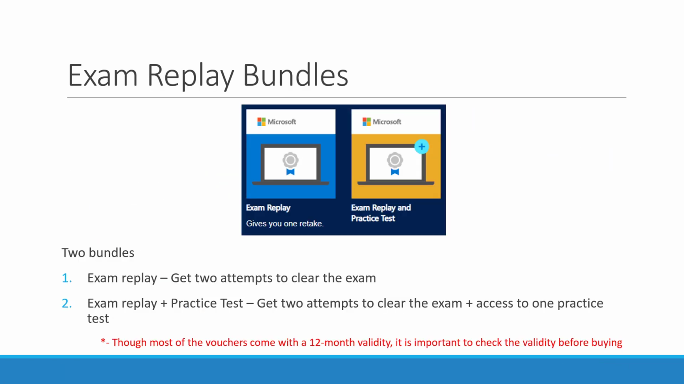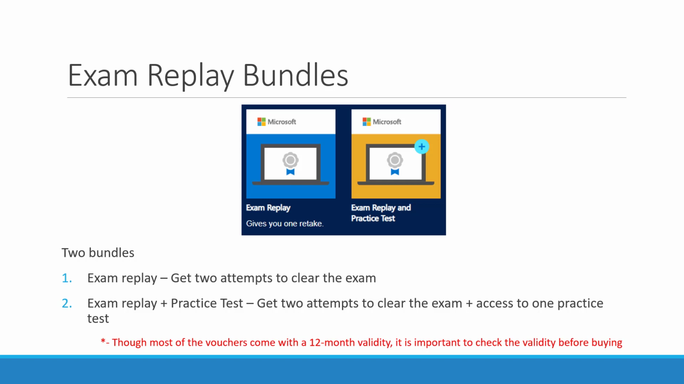All the certification exams range from $99 to $165 and come with a single attempt, meaning if you are not able to clear the exam in one attempt, you will lose your money. Just in case you are not confident of clearing the exam in a single attempt, your best bet is to go with exam replay bundles, which give you a second attempt as well. You can also buy one practice test as part of the bundle.